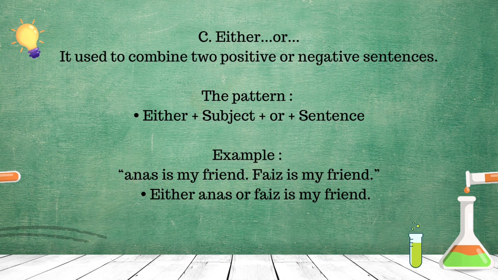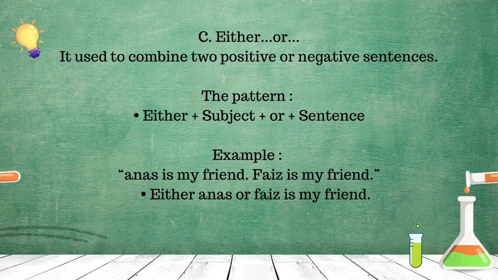Next, the last kind of elliptical sentence, whether or not. It is used in negative sentences, and the pattern is sentence plus whether plus sentence plus or plus not. And the example is my mother will invite me to a city although I want or I don't want. My mother will invite me to a city whether I want or not.